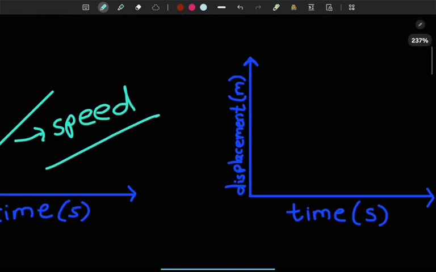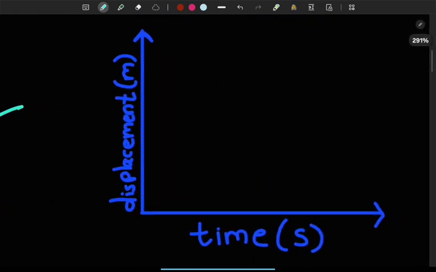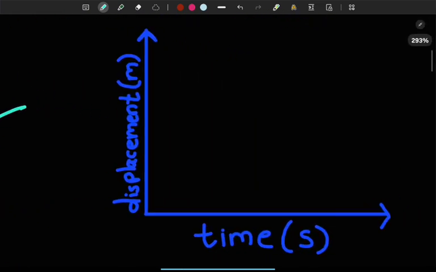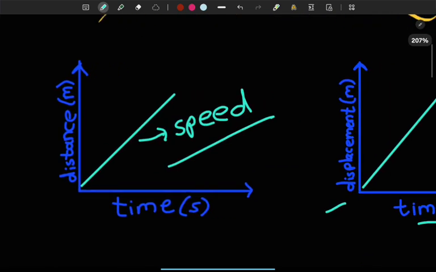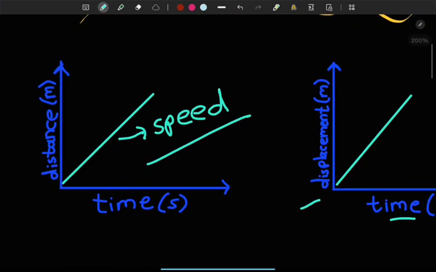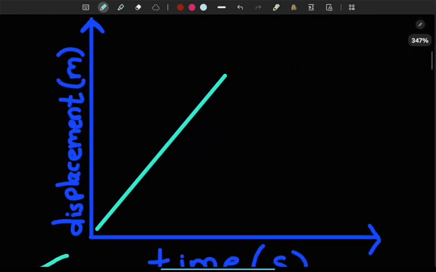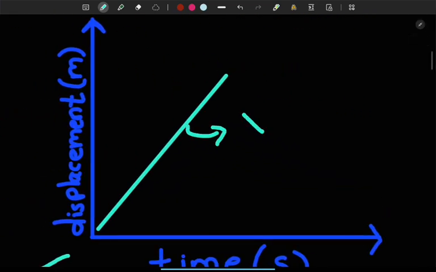Now let's talk about the displacement time graph. Here, displacement is a vector quantity, whereas time is a scalar quantity. So the slope of this graph would produce a vector quantity. We saw that the distance time graph gives speed. So the vector version of the speed is known as the velocity.